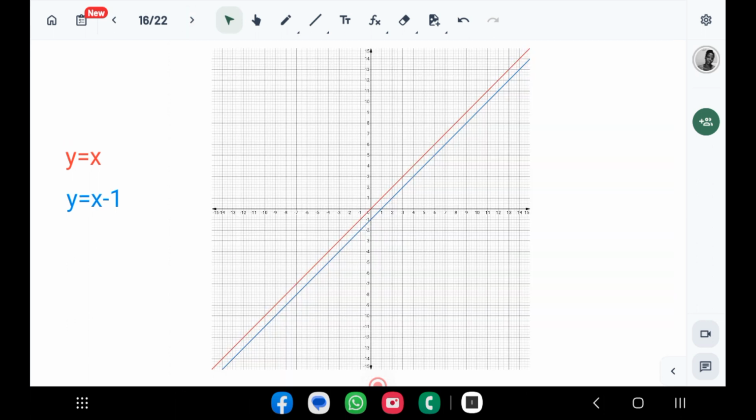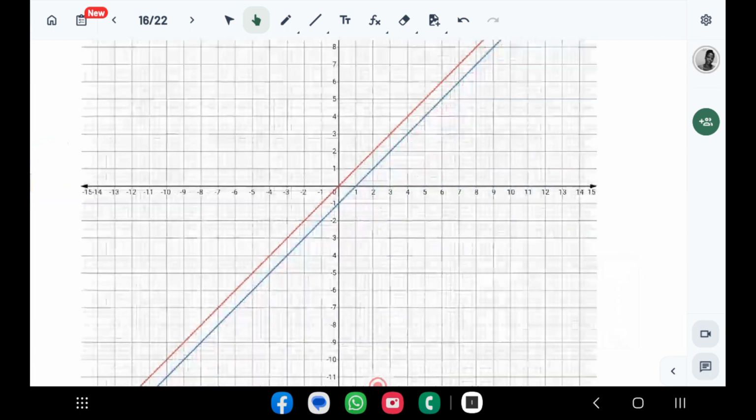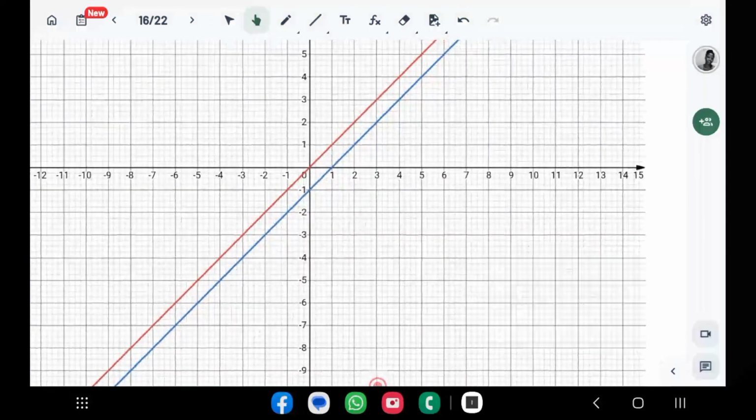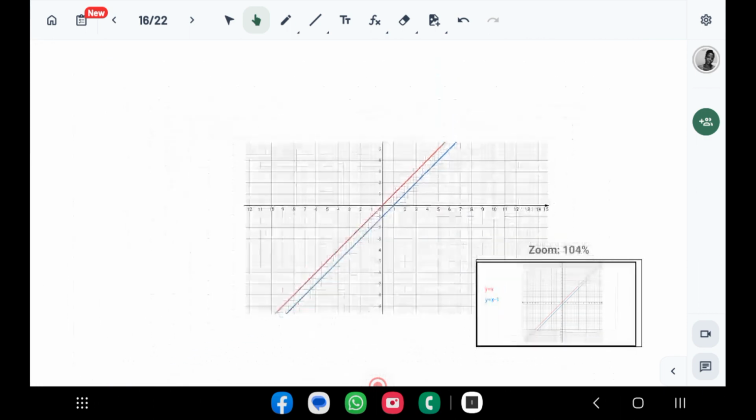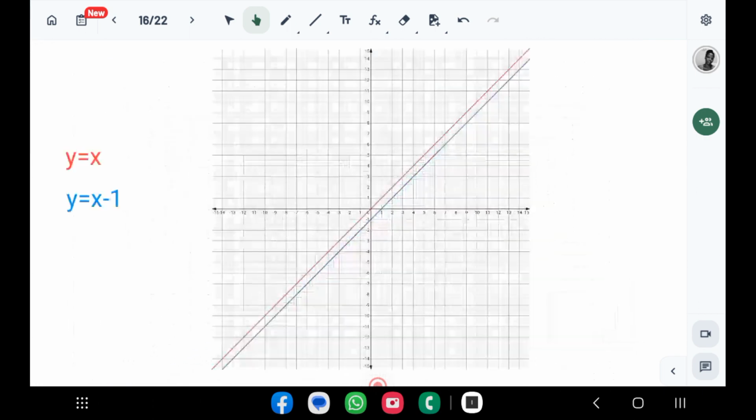Now let's see what the graphing calculator did. It did exactly the same thing. There is your blue graph, y equals x minus 1, shifted 1 unit down.